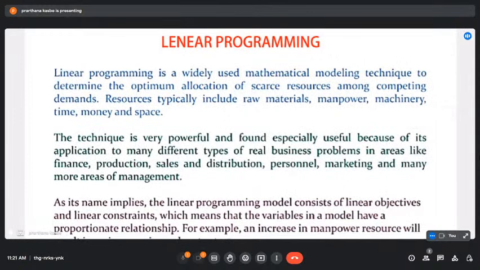Resources typically include raw material, manpower, machineries, time, money, space, etc. So we have to discuss what is meant by linear programming.